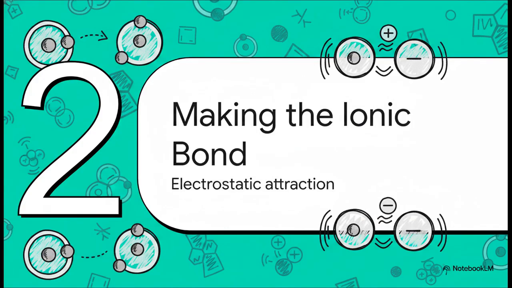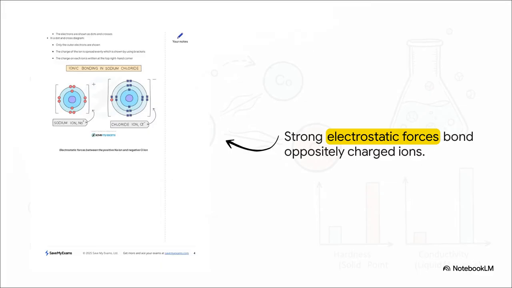This constant need to trade brings us right to Section 2, making the ionic bond, and the true power of electrostatic attraction. The crucial thing here is that these atoms don't transform in isolation. They actually make direct one-to-one trades. The moment that single electron is transferred from the metal, our sodium, directly to the nonmetal, our chlorine, something incredible happens. Suddenly, we have a positive ion and a negative ion sitting right next to each other.